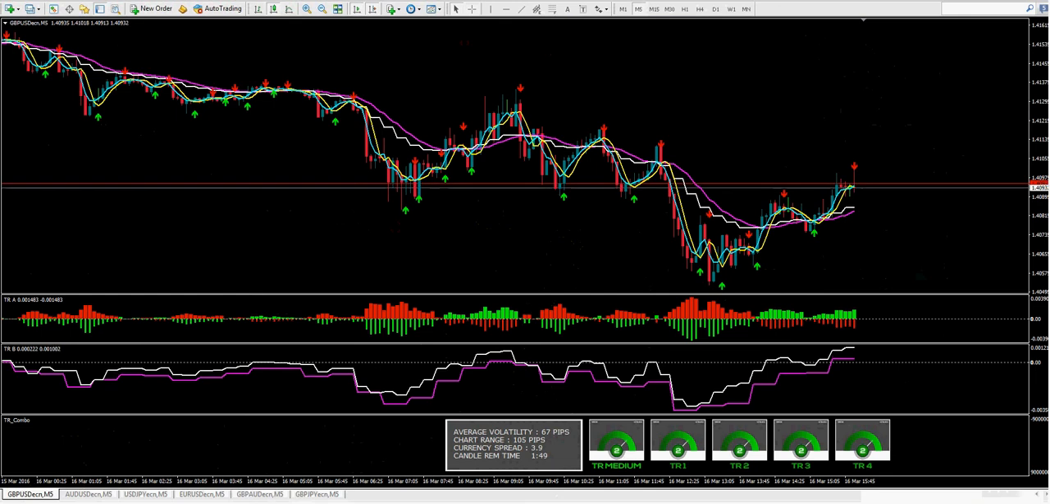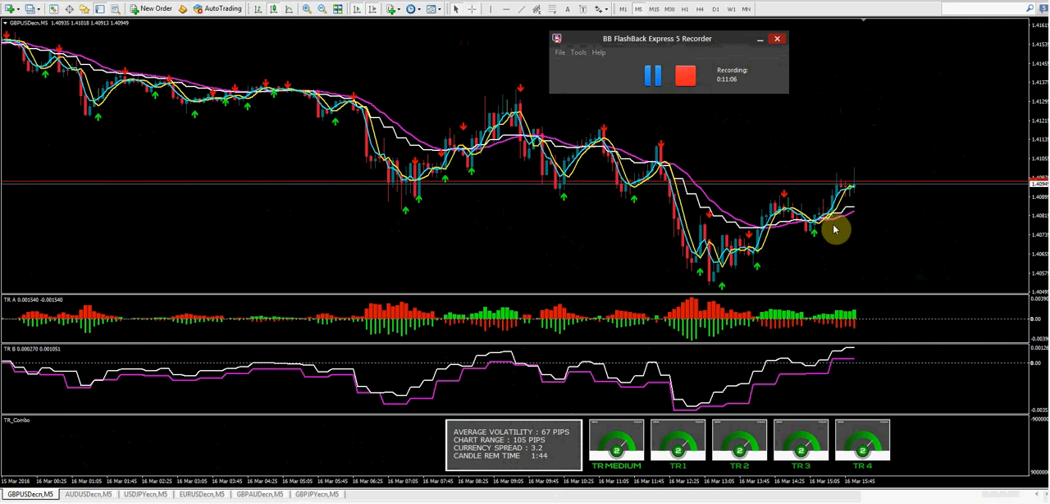And again, this was trade number 9, and we have taken our first loss with the TR profit system today. All right, guys, take care and have a great day.